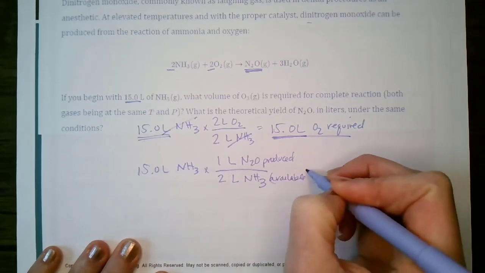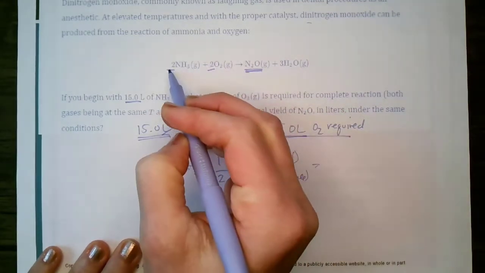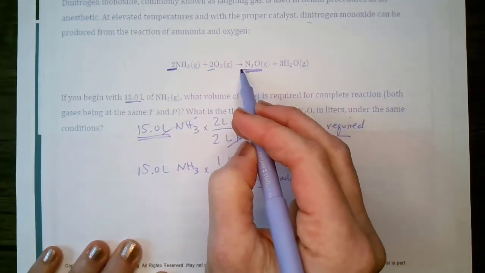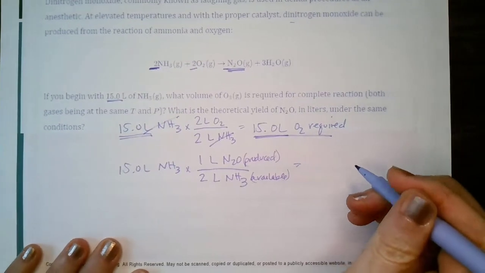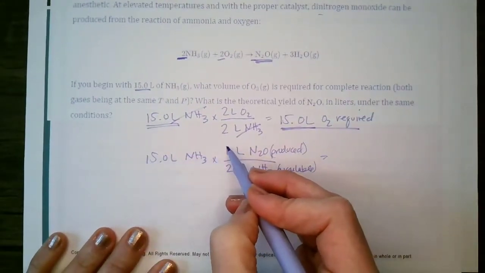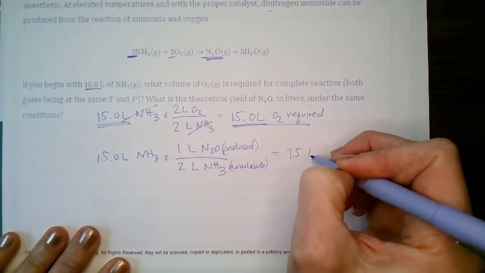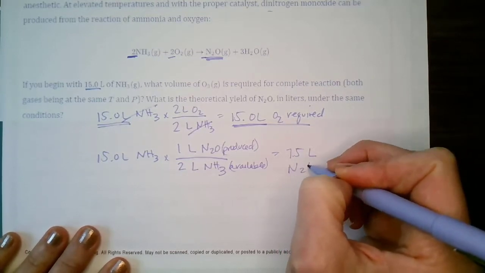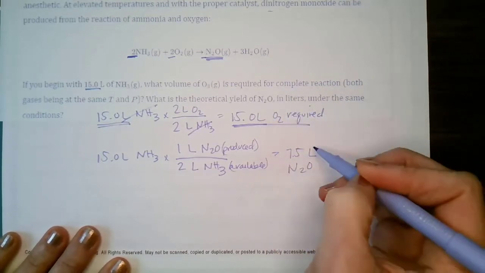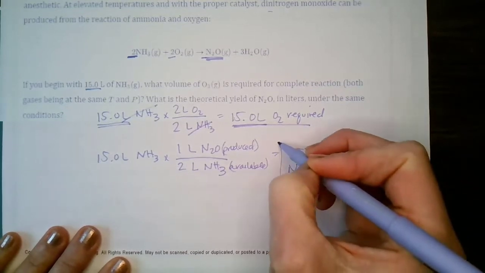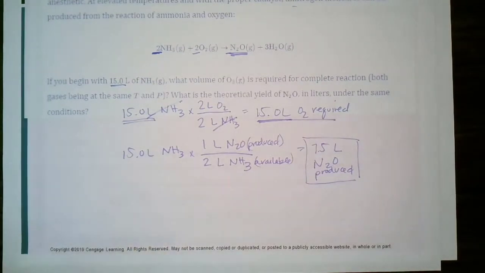So 2 liters of NH3 that is available. You don't need to have this written down. But for every 2 moles of NH3 to react, 1 mole of N2O is produced. So 15 times 1 divided by 2 should give me 7.5 liters of N2O produced.